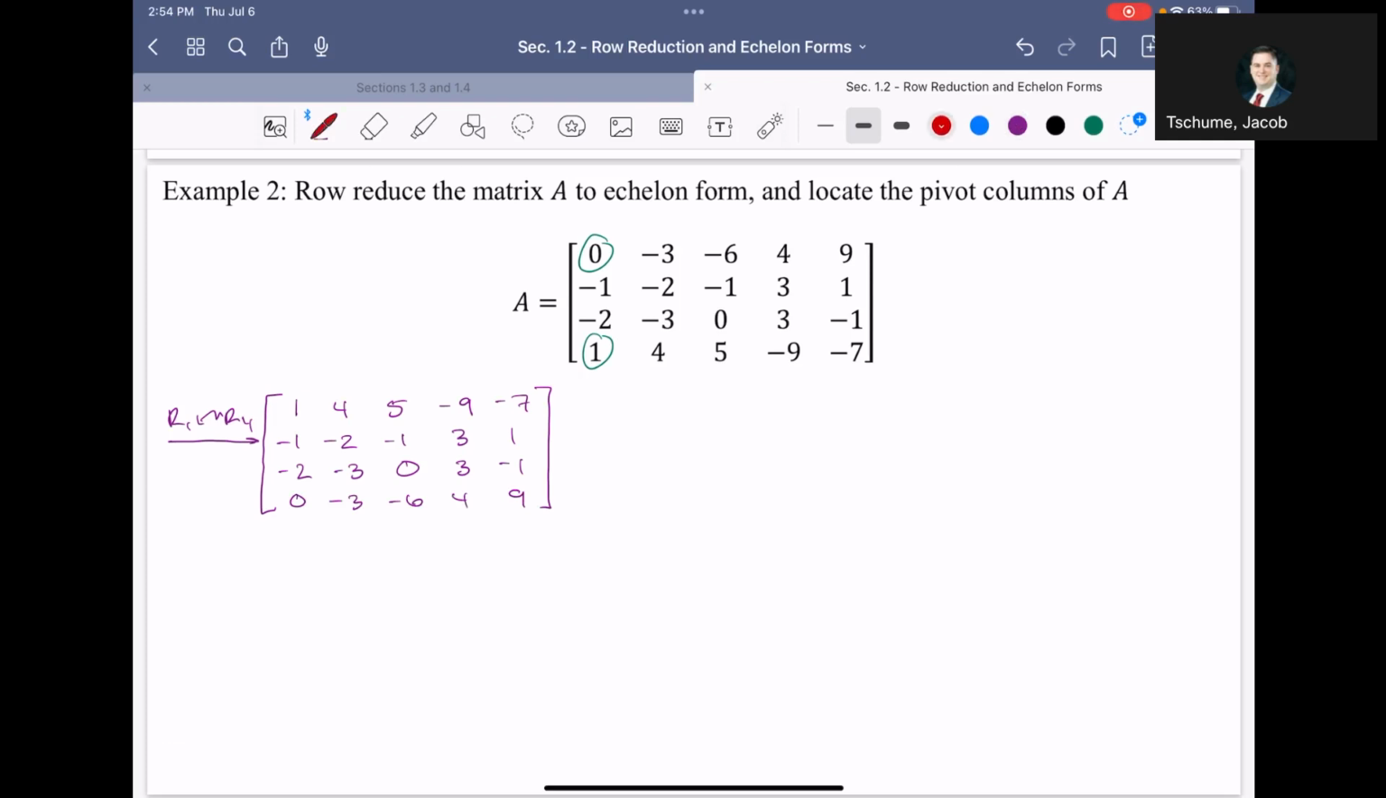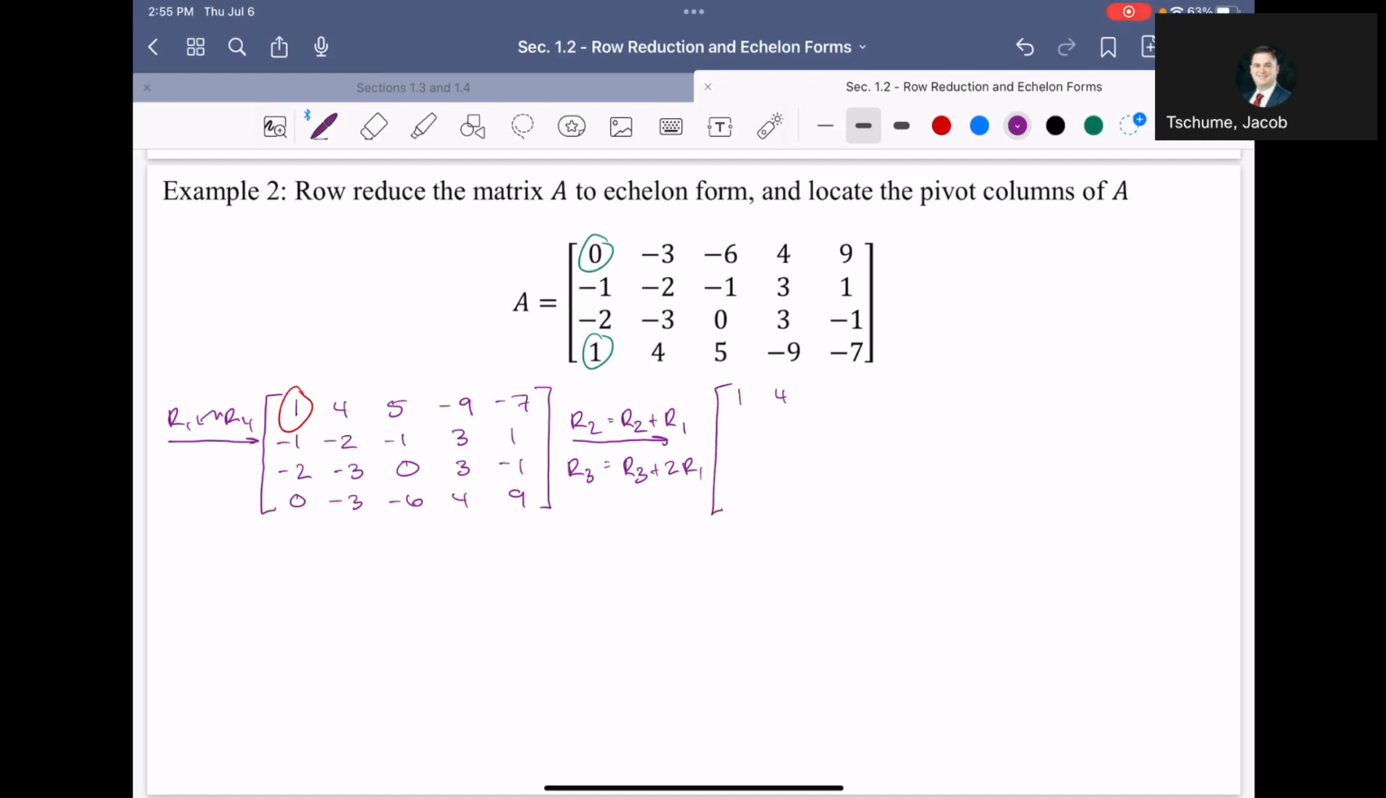Now, even in echelon form, we've got our first pivot position. I still have to make everything below it a 0, even though the above's not going to matter in a minute. So that means I need to change row 2 and row 3 to make those zeros. So let's take row 2 and just add row 1 to it. And let's take row 3 and add 2 row 1s to it.